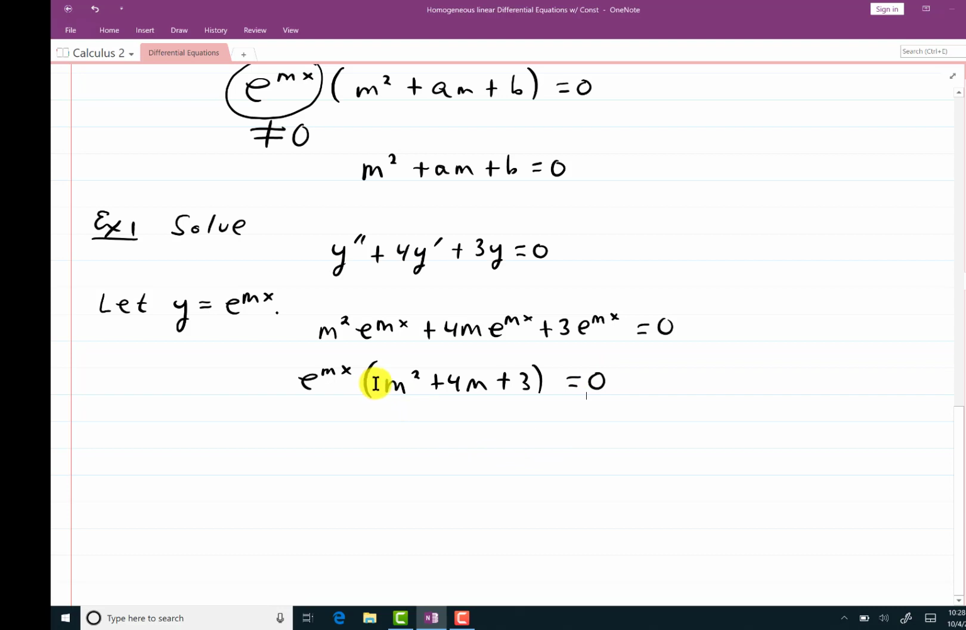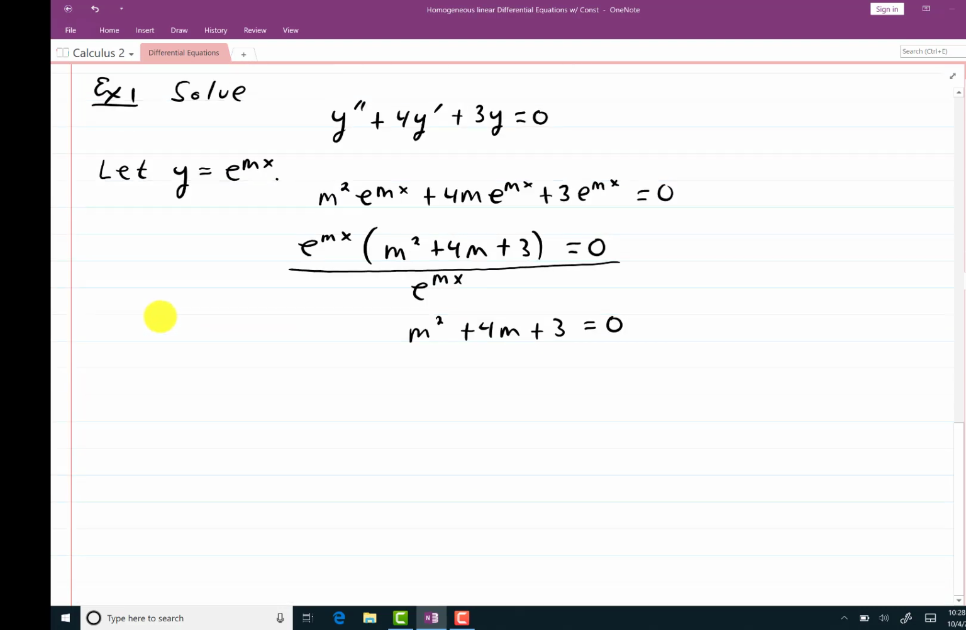Notice how similar the m squared plus 4m plus 3 looks to the original equation. In fact, if I had replaced these y things with m's, that would be exactly the same expression. Divide by e to the mx as before, and we're left with m squared plus 4m plus 3 equals 0. Not only is this a quadratic equation, but I can factor it. m plus 1 times m plus 3 equals 0. And so m equals negative 1, negative 3.